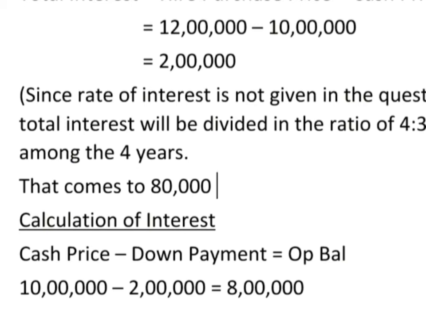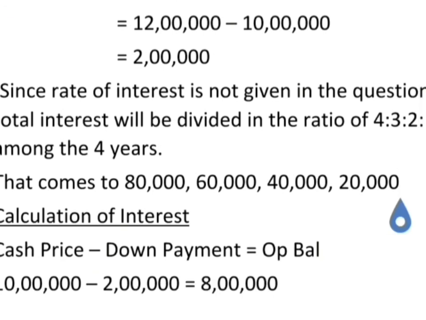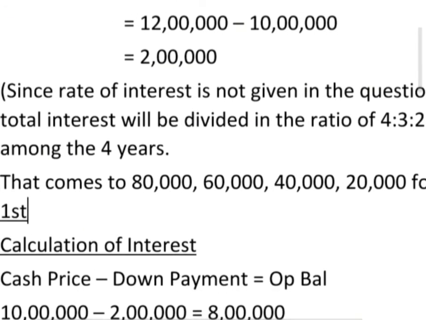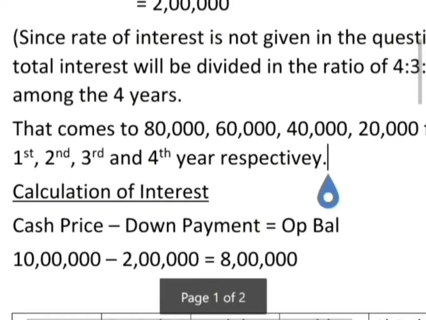So if we divide in this ratio, this 2 lakhs will be divided as follows: 80,000 for the first year, 60,000 for the second year, 40,000 for the third year and 20,000 for the last year, the fourth year. So interest will be divided in the following manner. If we add up these 4 amounts, we should get rupees 2 lakhs. So 80,000 plus 60,000 plus 40,000 plus 20,000, the total should come to rupees 2 lakhs. That is the total interest. Now we have calculated interest for all the 4 years. This can be filled in the table.